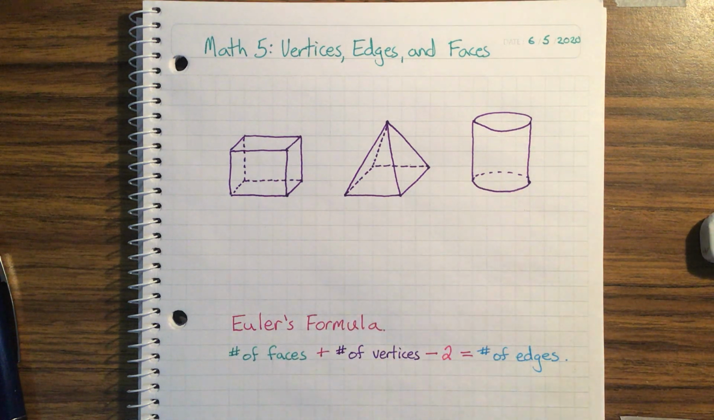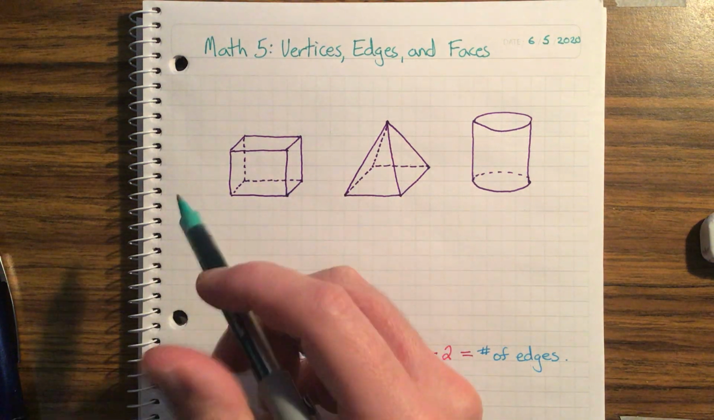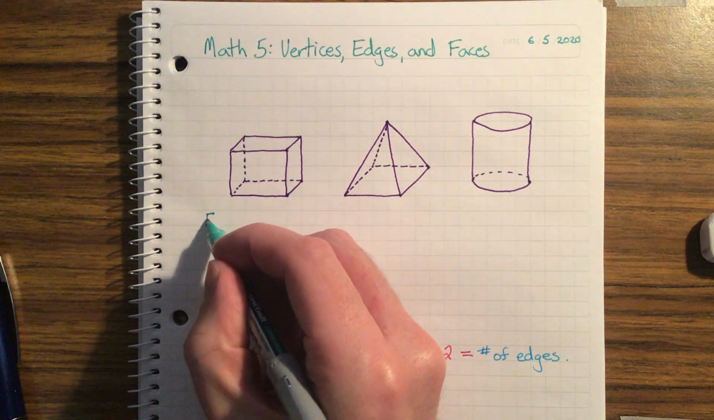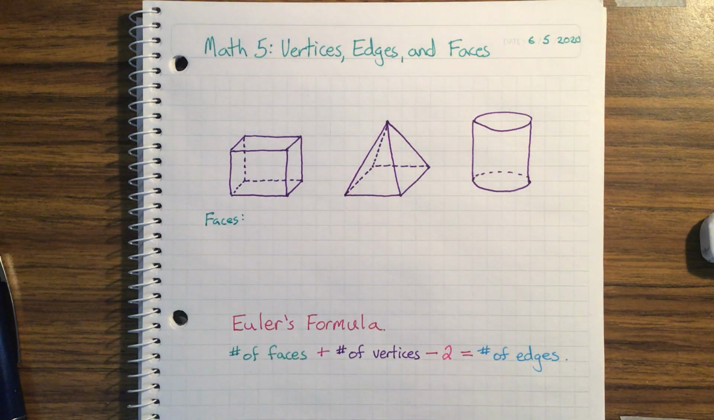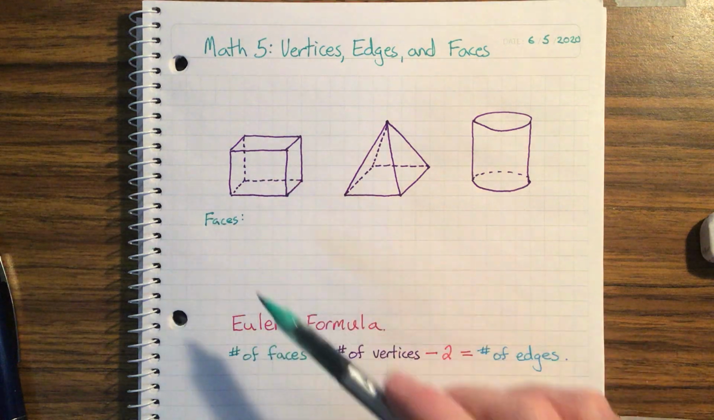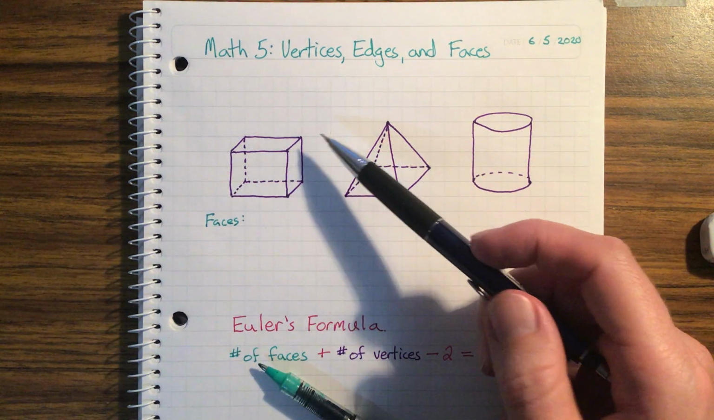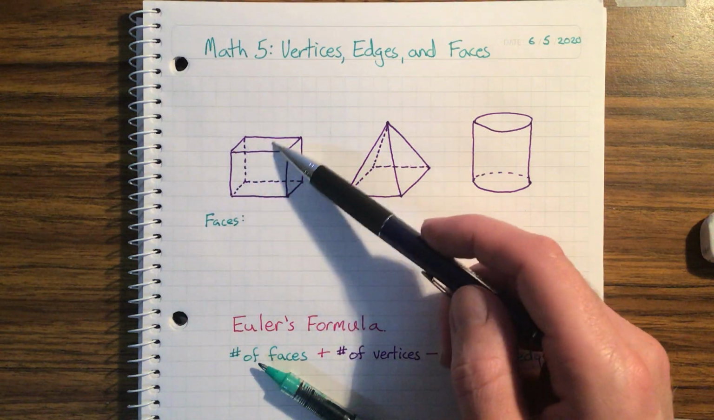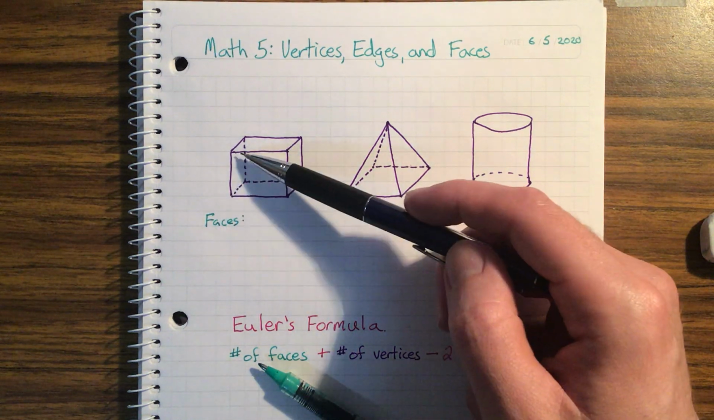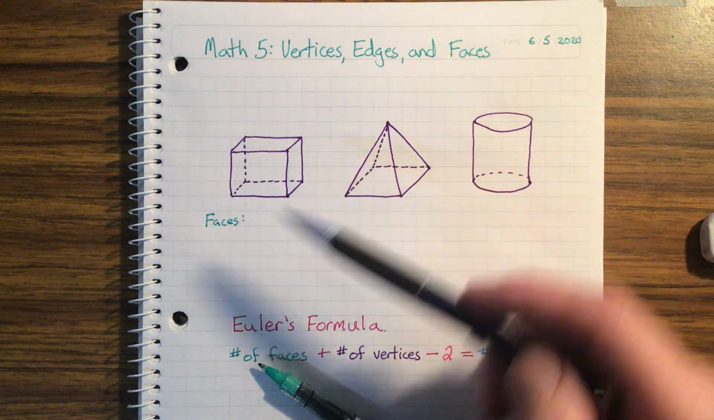We're going to start by counting off the number of faces in each one. So faces. Faces are the flat sides. Faces have to be flat. Curved sides don't count as faces. So in our first one, in our rectangular prism, we have 1 on the side, 2 on the side, 3 on the top, 4 on the bottom, 5 in the front, 6 in the back.